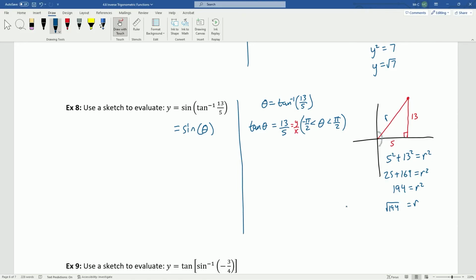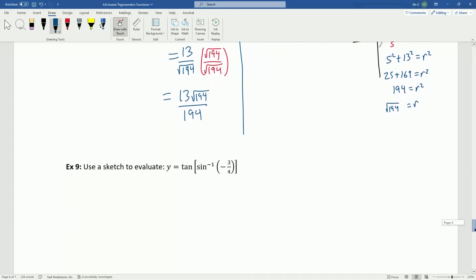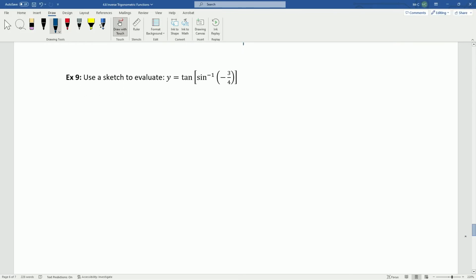So what I want is sine of theta. But I know that sine of theta is y divided by r. So that's 13 over root 194. Now what I will do though is rationalize. I'll just multiply by root 194 over root 194. That gives me 13 root 194 divided by 194. Okay, so that's it for that example. Let's go ahead and move on to this one.